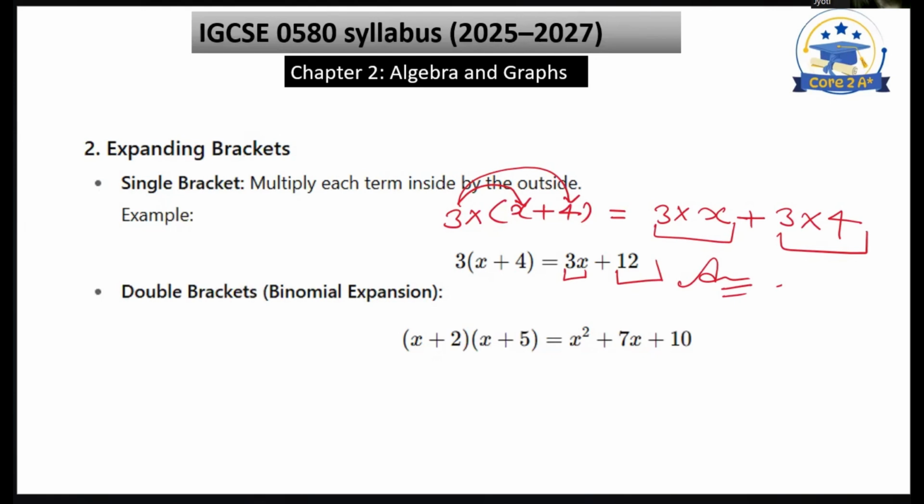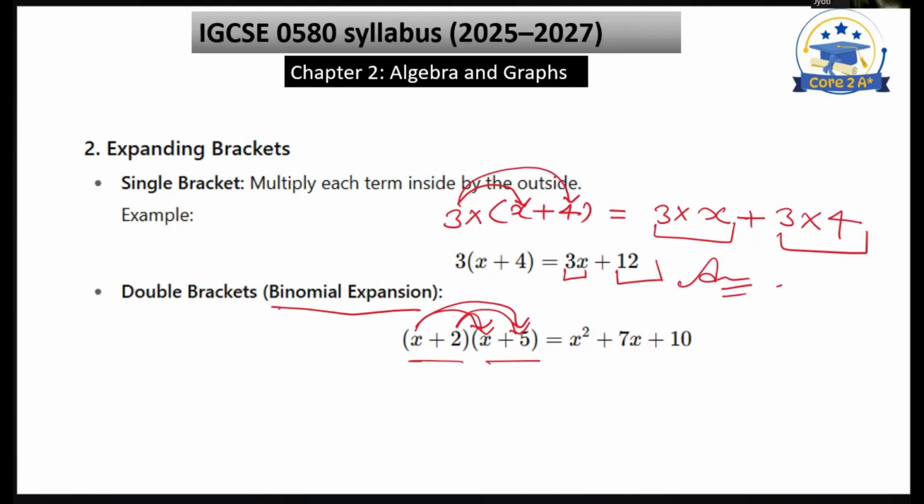Double bracket, another name, binomial expansion. Here we have a double bracket. This is the first bracket and this is the second bracket. So how do we solve this? First multiply with x in both terms, and then we will multiply with 2 in both terms. Okay, we cannot skip any single term. Let's solve.